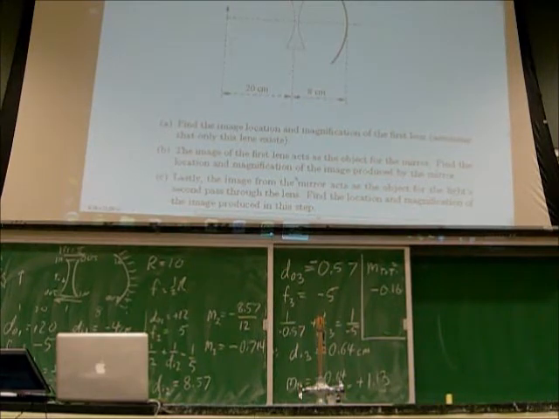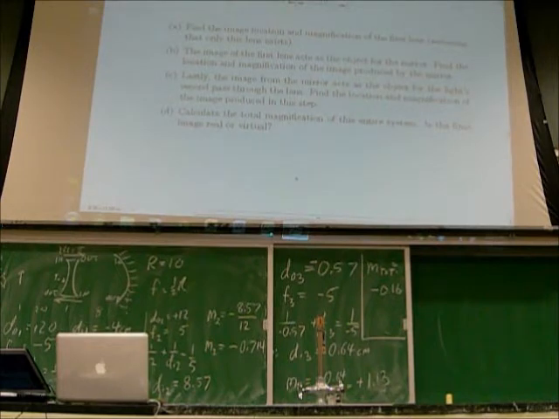The final image, real or virtual? Real. Real, because it is on the outgoing side. You look at D3, D3 says that the last one is on the outgoing side, so it is a real image. Overall, right side up or upside down? Upside down. Overall, enlarged or reduced? Reduced. So that's it.